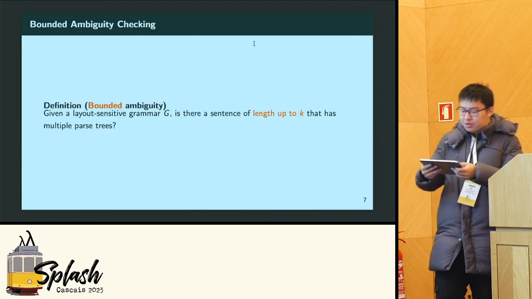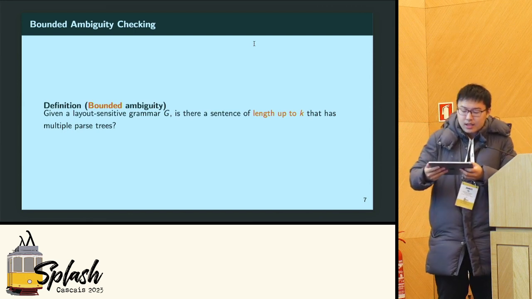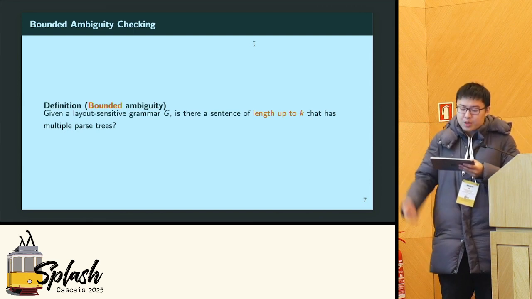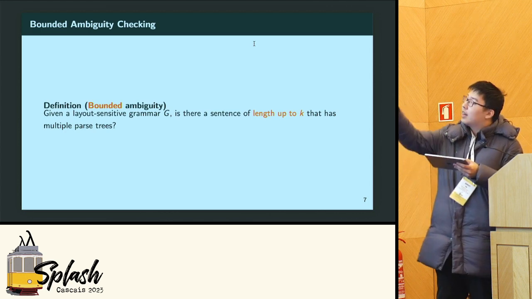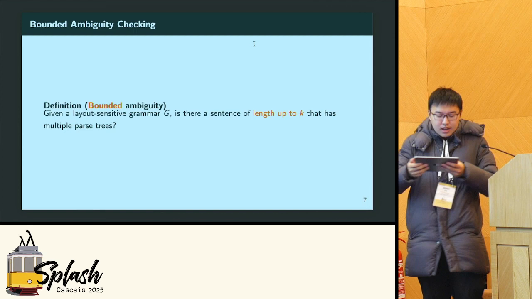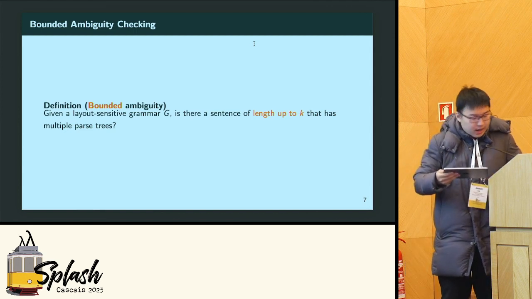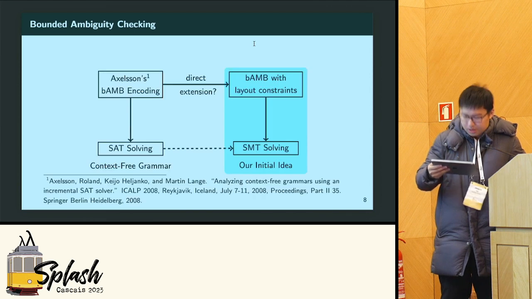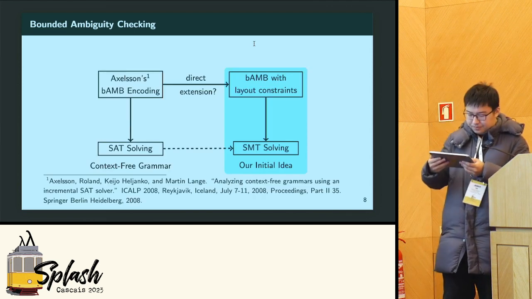Let's introduce bounded ambiguity checking, which is such an incomplete but useful way. It's a weaker notion of standard ambiguity, which checks that there's no ambiguous sentence under a certain length k. The idea of bounded ambiguity checking comes from Isaacsen's work on CFG ambiguity detection. The next question would be, how do we solve the bounded problem?